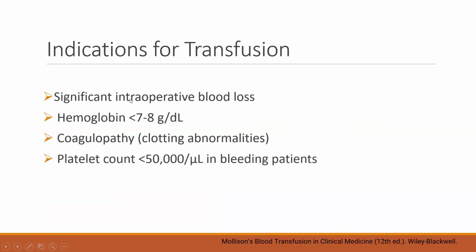Now coming to the different indications for transfusion. These are the indications: when there is significant intraoperative blood loss and hemoglobin of less than 7 to 8 grams per deciliter, when there are coagulopathic clotting abnormalities, and when platelets are less than 50,000 per microliter in bleeding patients.